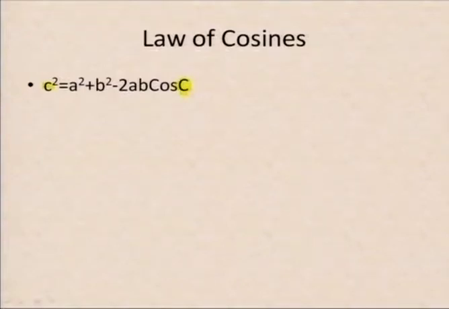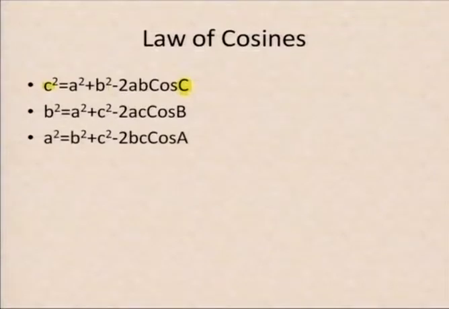The letters in the middle are the other two. It's always in this form. If we're looking for B, then it's B squared at the front and capital B at the end. If we're looking for A, it's A squared at the front and capital A at the end. So the pattern, a lot of students just memorize it one way and then you can just change it with the others because the pattern's pretty easy to follow.